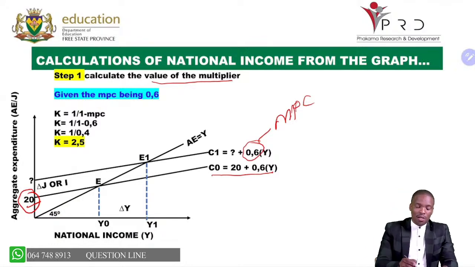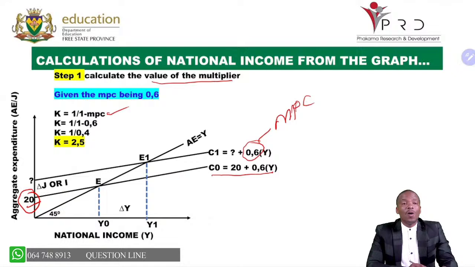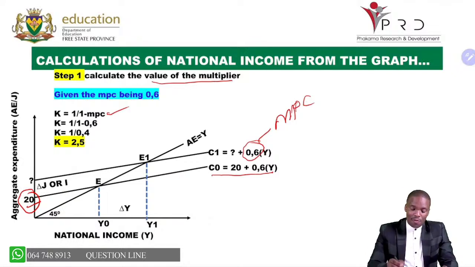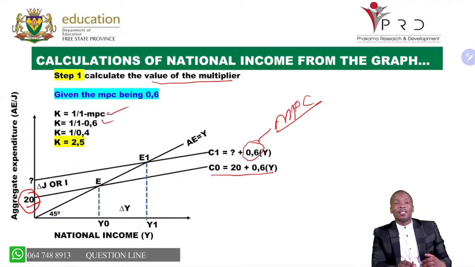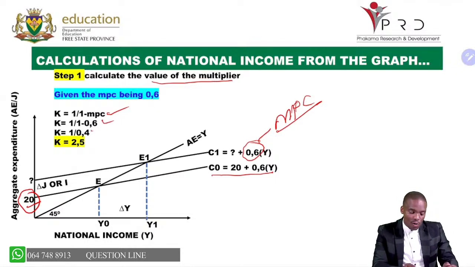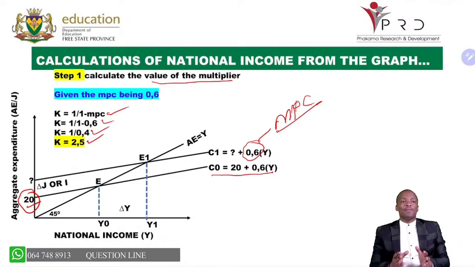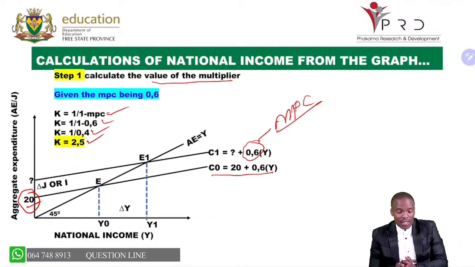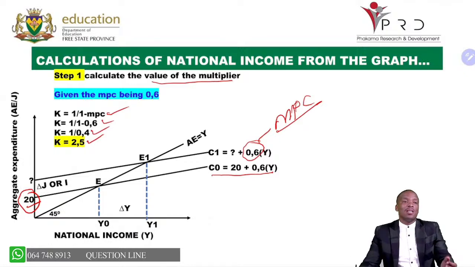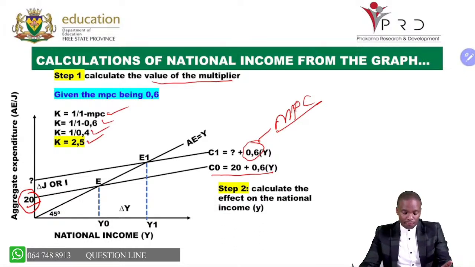How did we get that? Formula: 1 over 1 minus MPC, because it's given, which is 1 over 1 minus 0,6, you get a mark. Then you do another step where you solve, which is 1 over 0,4. Then your answer is 2,5. So all the steps are important. As you can see, I'm not skipping or omitting any step here.